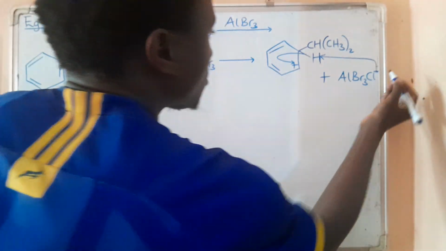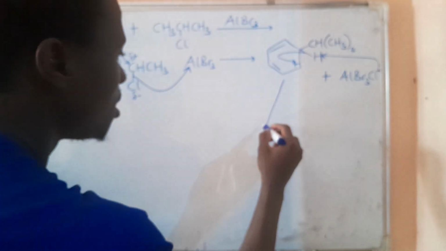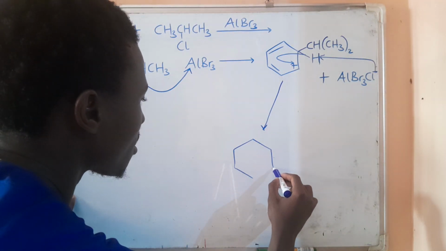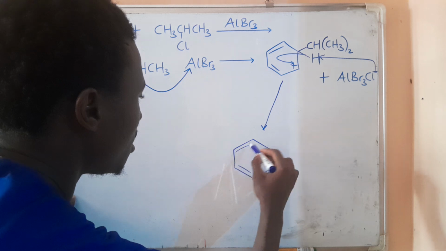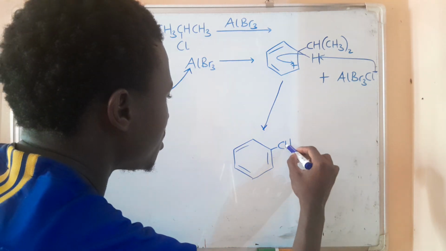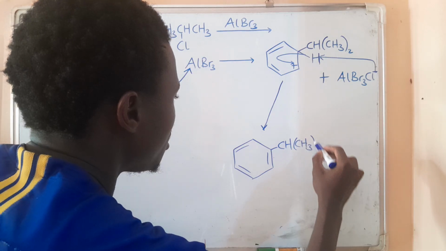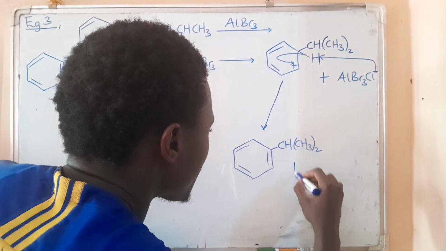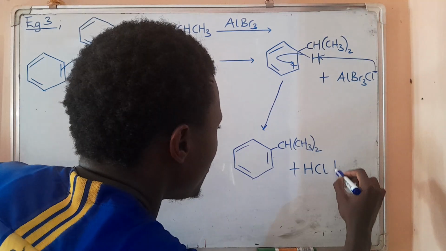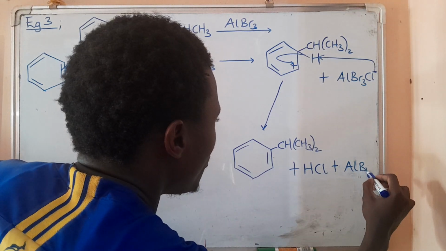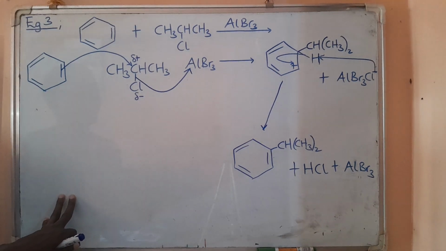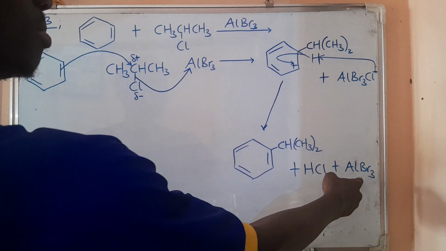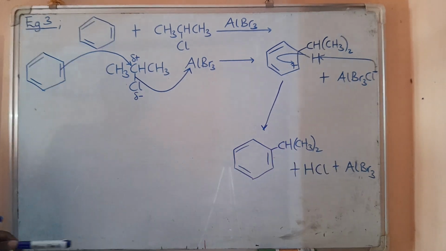As a result, we shall have the following. So in this case, we have our benzene with the CH3 with a 2. Then this hydrogen and the chlorine plus hydrogen chloride, then plus aluminium bromide. So our products, you complete here. I'm not having enough space. So these are our two products. So we have this and hydrogen chloride as our products.